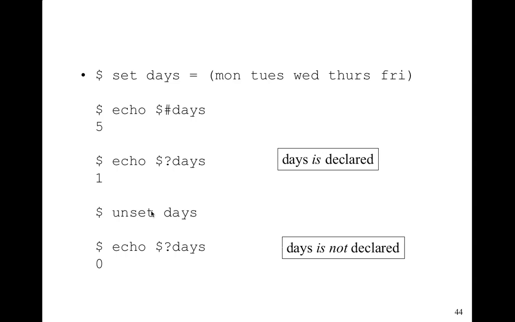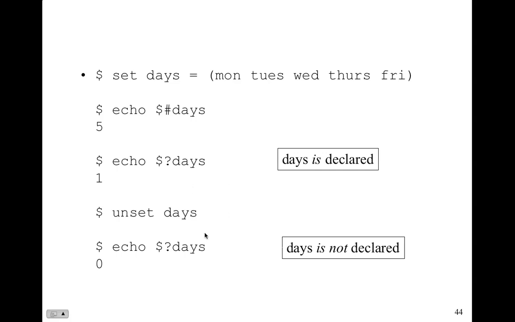Or logged in as the admin and sudoed to the user. So, set the days to Monday, Tuesday, Wednesday, Thursday, Friday. Echo days. We get the 5, which is the number of days. Check to see if it's there. Yes, it'll return 1 because days is declared.